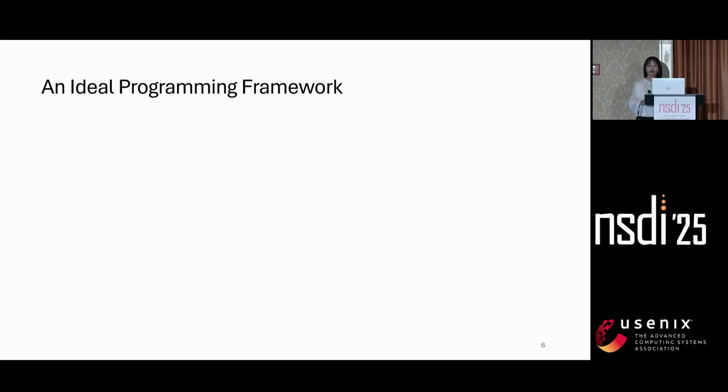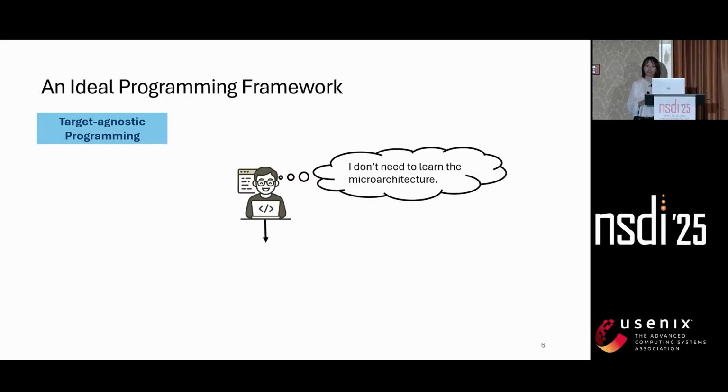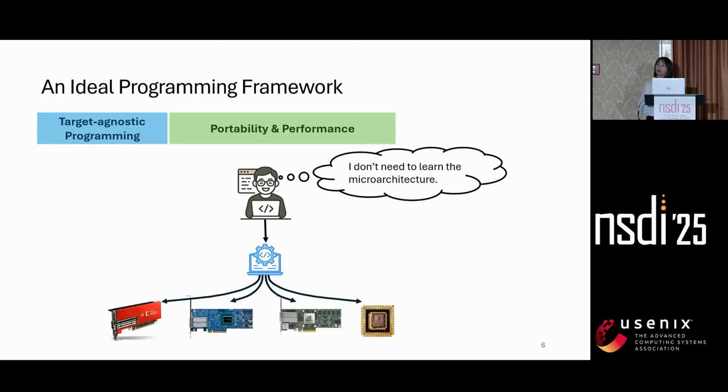So what should be the ideal programming framework? There are 3 requirements. The first requirement is target-agnostic programming. That is, the programmer should use their favorite high-level language to implement the program without learning the microarchitectures. The second is portability and performance, which means your program should be able to be taken by a compiler and compiled to all these NICs with good performance. And the last one is extensibility, which means every time a new SmartNIC comes out into the market, it should incur minimal development effort in extending your compiler to support this new hardware.